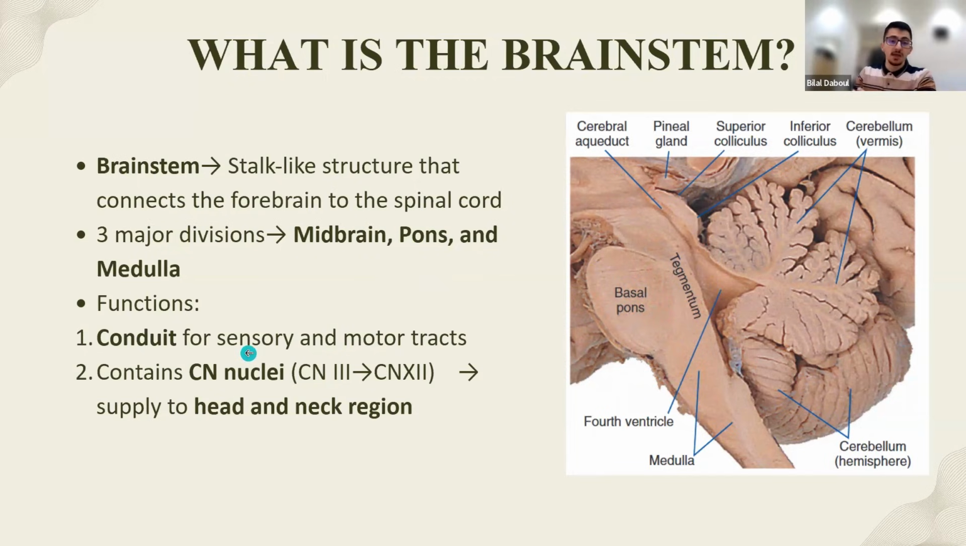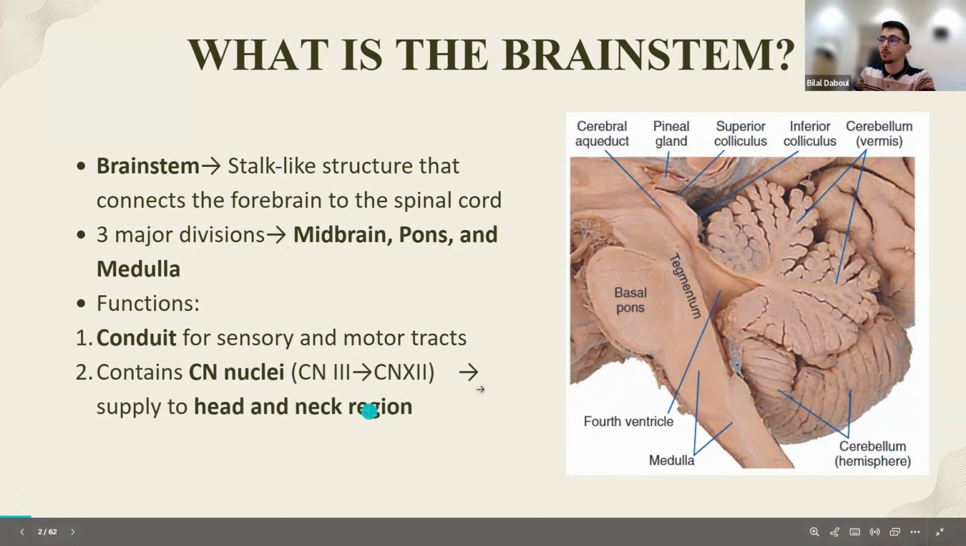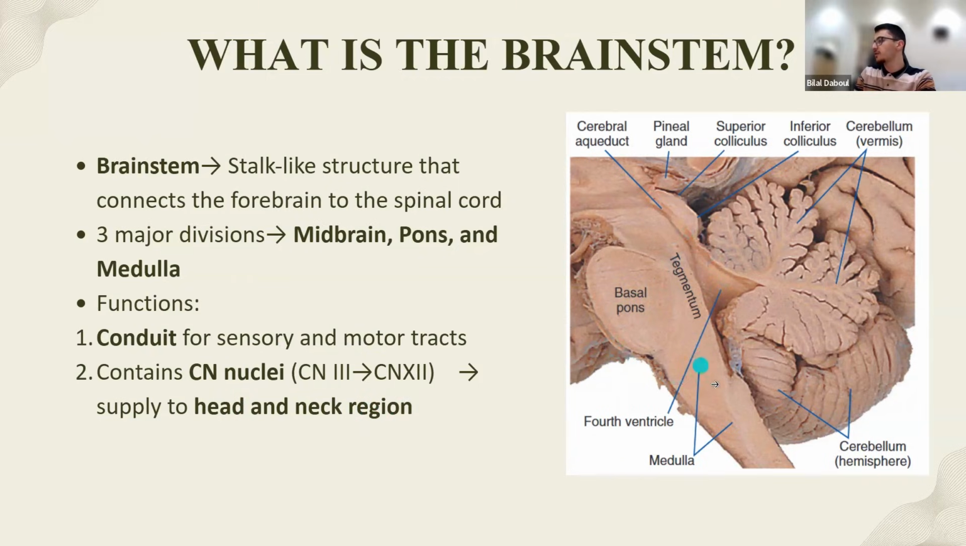The second function is that it contains the cranial nerve nuclei, specifically 3 through 12, so the oculomotor to the hypoglossal. Now, the first two cranial nerves are related to the cerebrum, the upper parts of the brain, so don't worry about them too much. Again, it supplies the head and neck region. We'll get into the details. In terms of the ventricular system, we have the cerebral aqueduct, which connects the third ventricle at the level of the thalami to the fourth ventricle. That's it for the introduction.